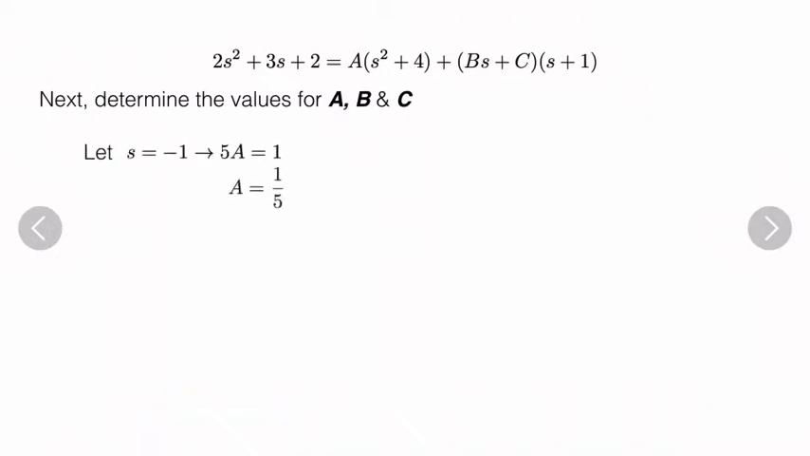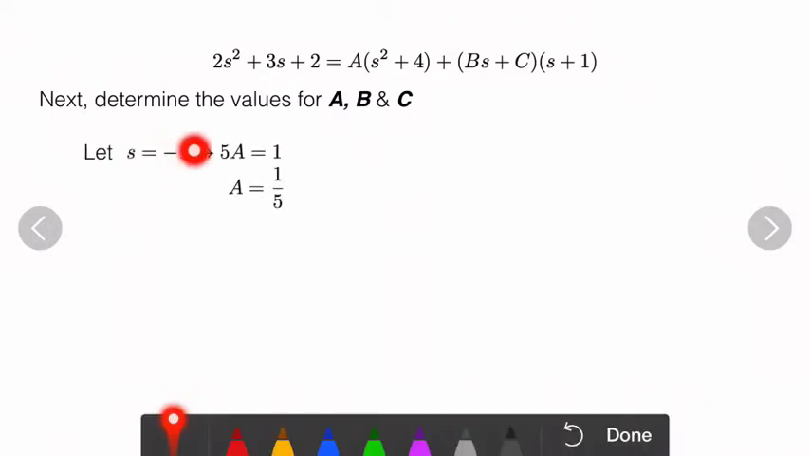It's very easy. We let s equal to -1, so we cancel all the other terms and are left with the A term. We substitute s equals -1 into the expression on the top here. So -1 makes this term 0, and we have 5, and then this one as well. And then we get A equal to 1 over 5.